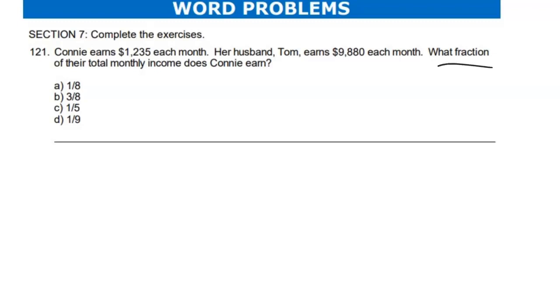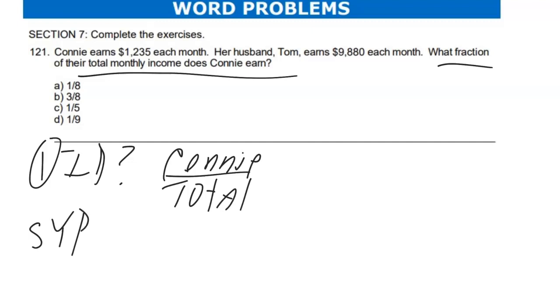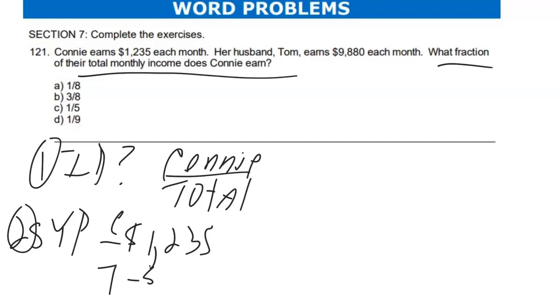So again, it says what fraction of their total monthly income does Connie earn? We're going to do our step one, which is ID the question, and so that's what fraction does she earn. So we're going to put Connie up here, and then the total down here. And then we're going to state your path. That's step two. That's just pulling information from the problem. So we know that Connie is 1,235. We know her husband Tom is 9,880. And so we know that Connie goes up here on top.